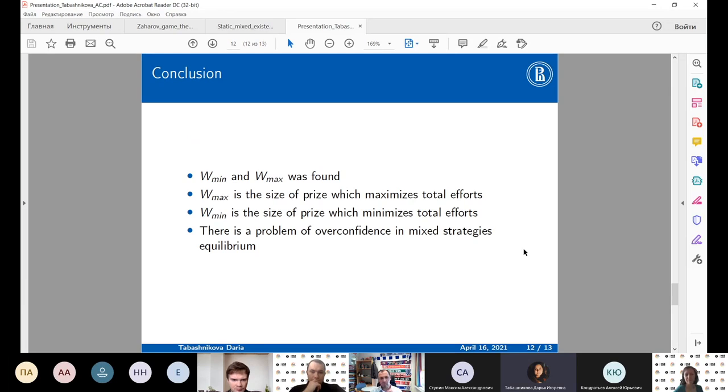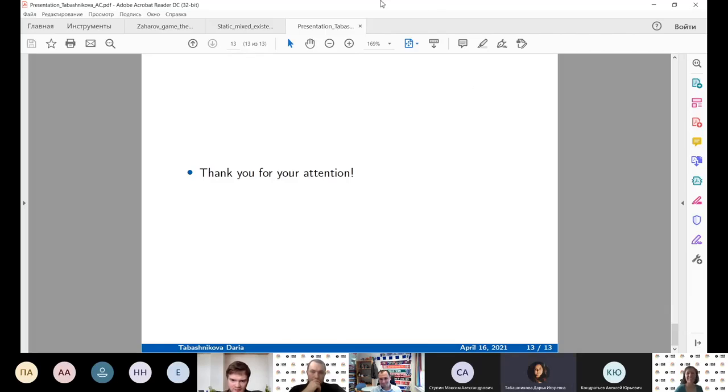Okay, can you go to the conclusion slide? So we find this level W min and W max, which outline 2 extreme cases of the tournaments to get some different types of equilibria, and just get some intermediate results for some mixed strategies, which showed that the strongest player can also lose because of their overconfidence. And can you go to the last slide? Thank you. If you have any questions, please ask.